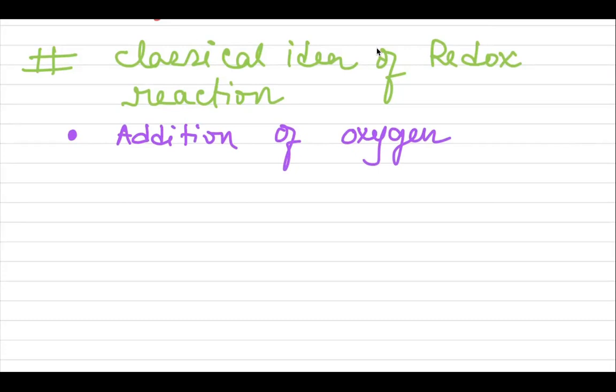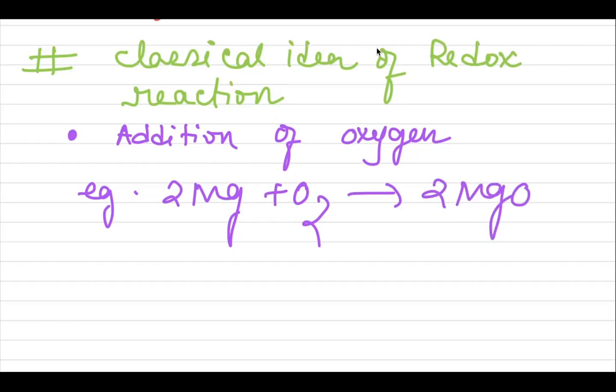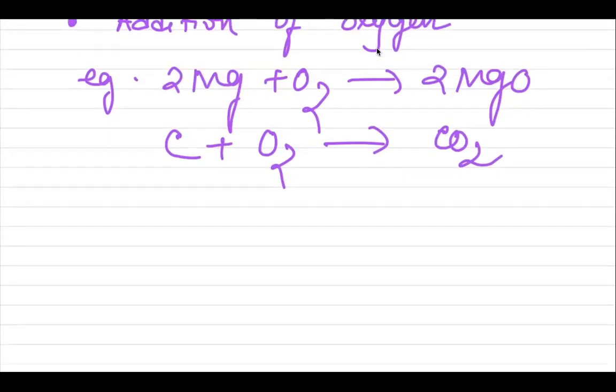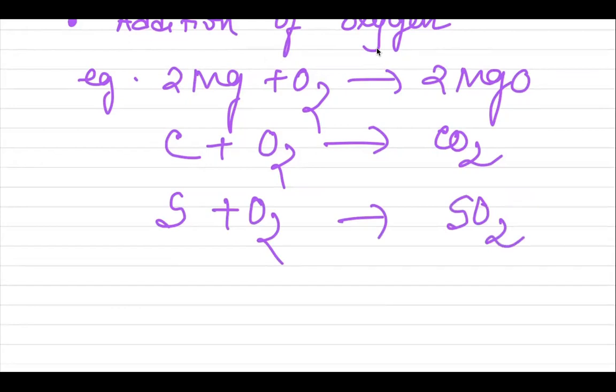Now let's see a few examples. Suppose two magnesium react with oxygen, so it forms 2 magnesium oxide, addition of oxygen. Then carbon when reacting with oxygen forms carbon dioxide. It is an example of oxidation. When sulfur reacts with oxygen, it forms sulfur dioxide, an example of oxidation because oxygen is added.